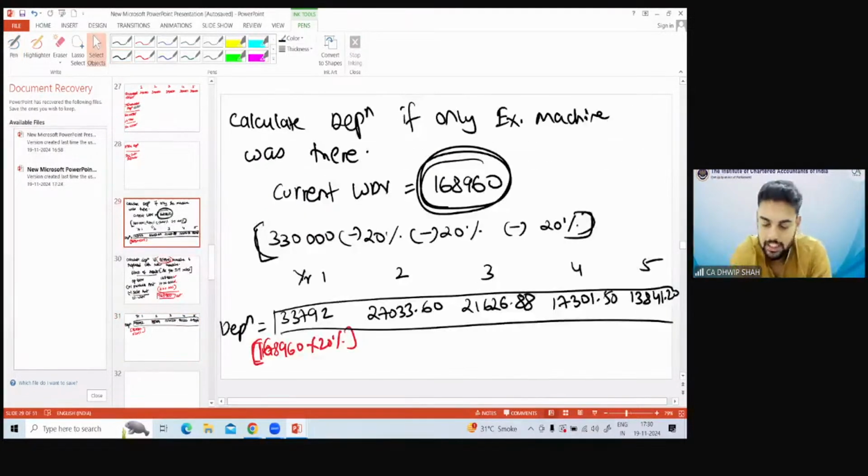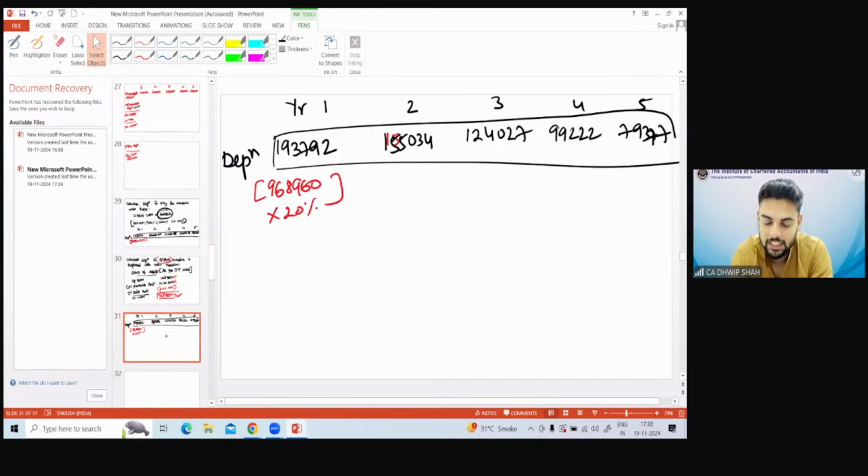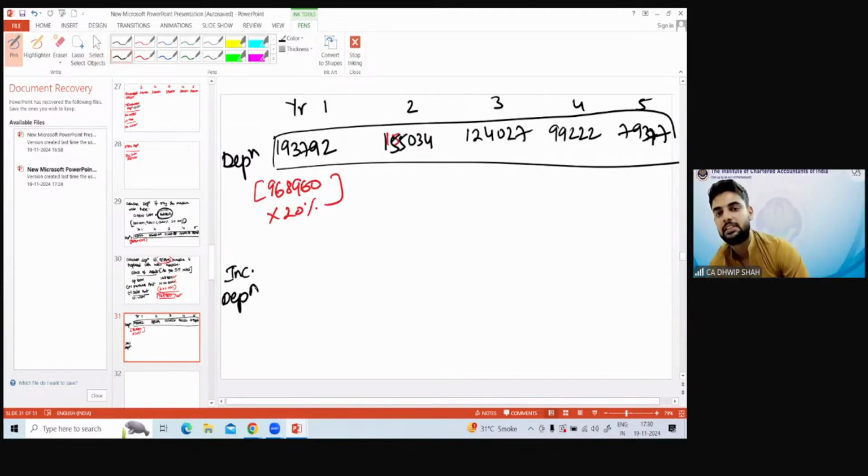See, if the old machine is continued, then these are the stream of depreciation for 5 years. And if the new machine is replacing the existing machine, these are the stream of depreciation for 5 years. So can I say my incremental depreciation per year would be... We are concerned with incremental depreciation. We are not concerned with depreciation of the old machine, neither with depreciation of the new machine. We are concerned with incremental depreciation.